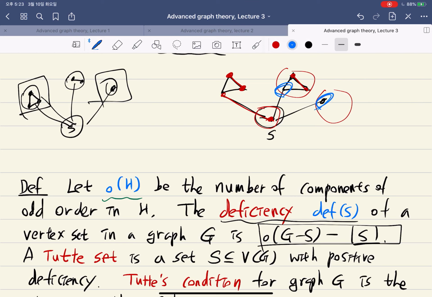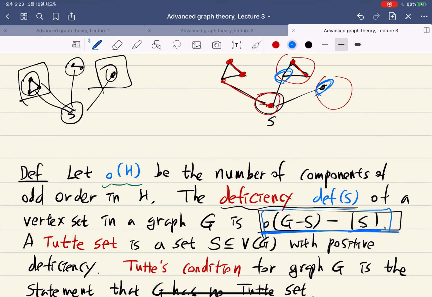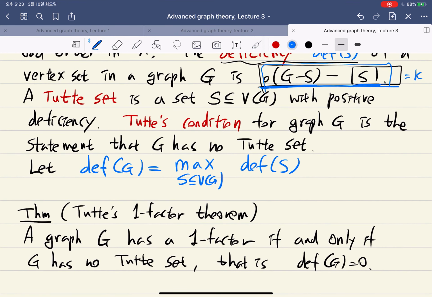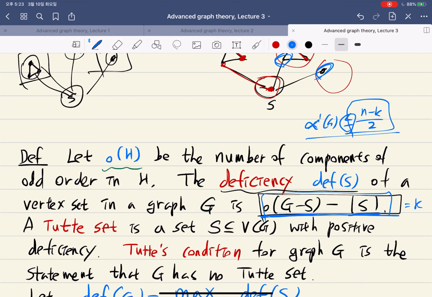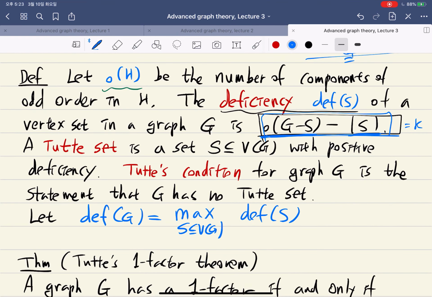How many are left is exactly the number of odd components minus the size of S. So at least this many vertices will be left once we take a matching. If this value is positive, then we cannot have a perfect matching. Moreover, if this value is K, then we cannot have a matching with size more than this. So the matching number is upper bounded by this quantity. The Berge-Tutte formula says that this is actually equality for the best S.